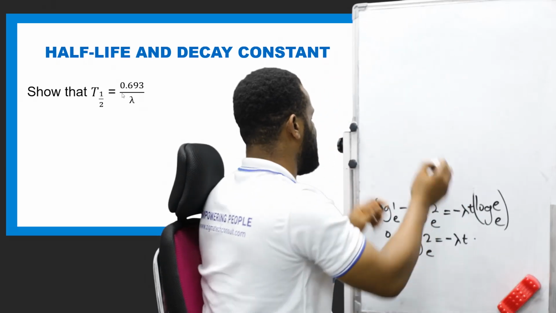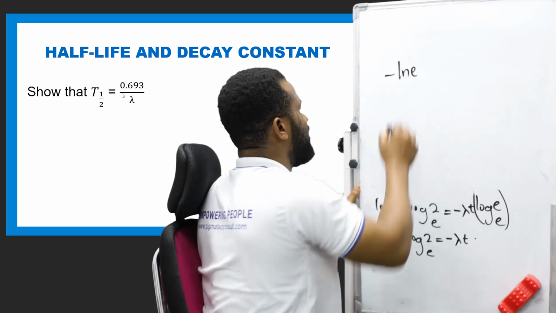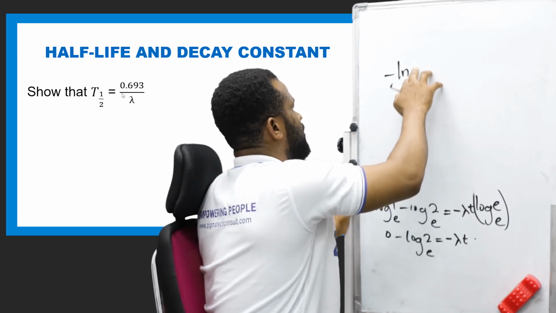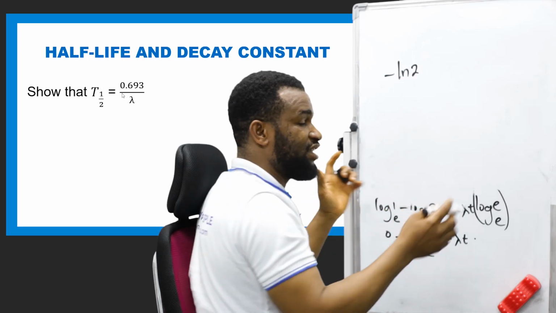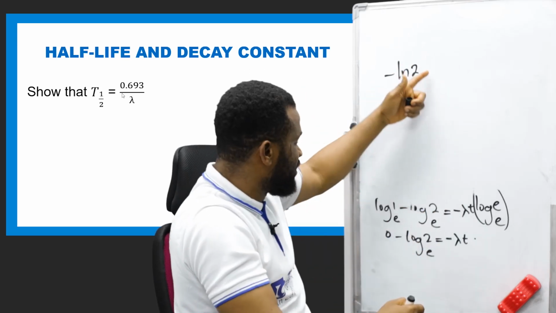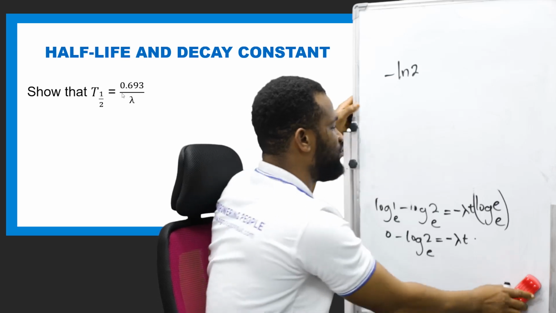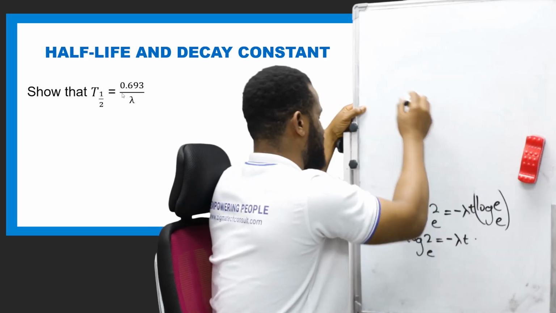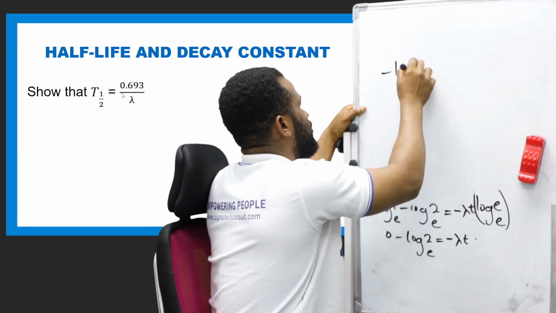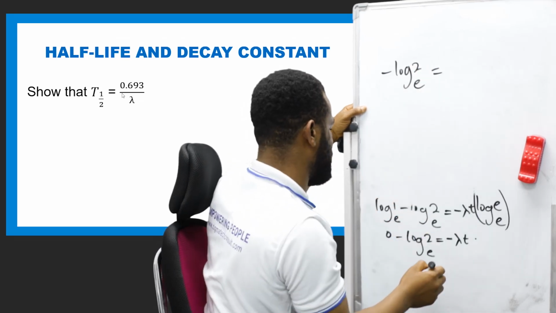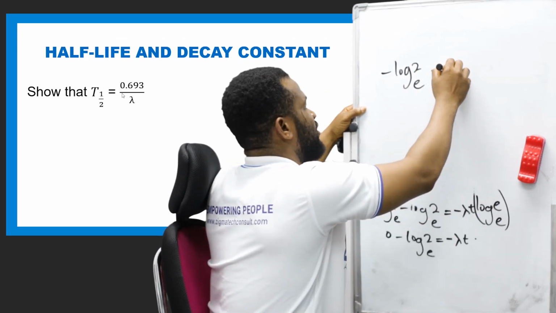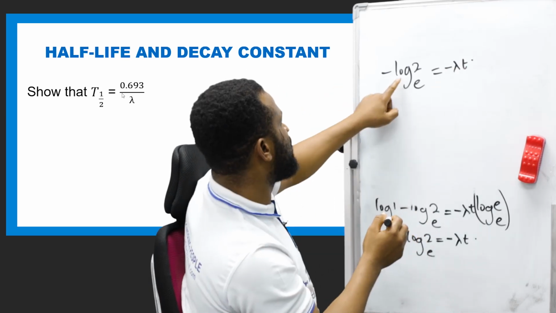What we have left is minus ln 2, okay, let me go back to ln 2. Remember, I can use them interchangeably, but in a singular solution, you should use one, which is uniform. So in that case, I'm going to have minus log 2 base e, which is going to be equal to minus lambda t.